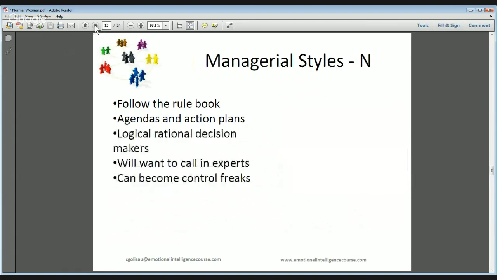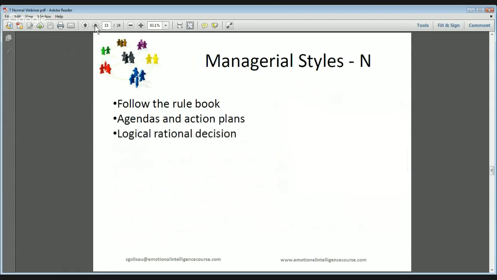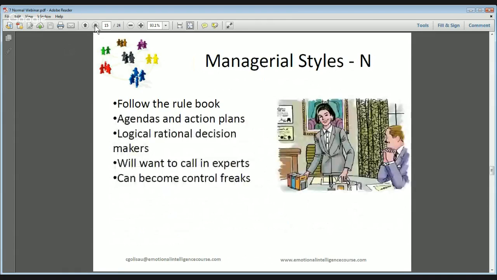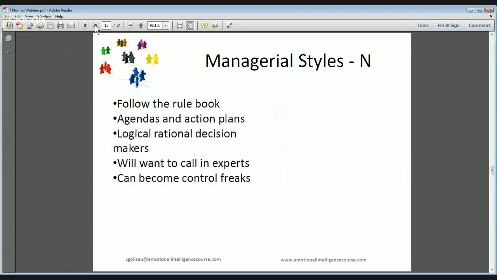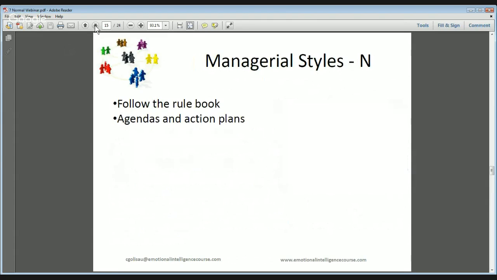Managerial styles, well, normals follow the rule book. They like actions and agenda plans. That's very, very important. And as we said before, they're logical, rational decision makers, and they tend to call in experts. Now, what can happen is they can be so wrapped up in the rule book that they become control freaks. You must do it this way. They're the ideal bureaucrats. Normals make incredibly good administrators.